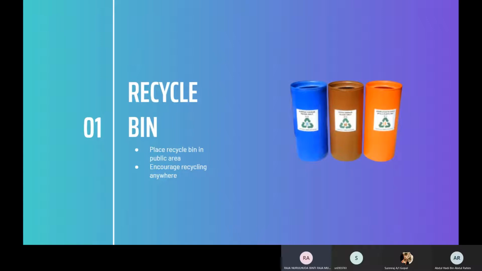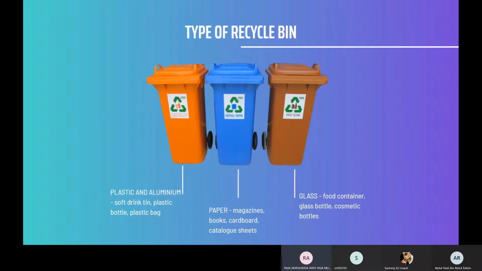Okay, and I'm sure everyone has at least once experienced using the recycle bins. Next, there are 3 types of recycle bins. The orange bin is for plastic and aluminium, where people can throw soft drink tins, plastic bottles or plastic bags. For the blue bin, you can throw papers like magazines, books, cardboard, catalog sheets. And the brown one is for glass. You can throw food containers, glass bottles, and also cosmetic bottles.